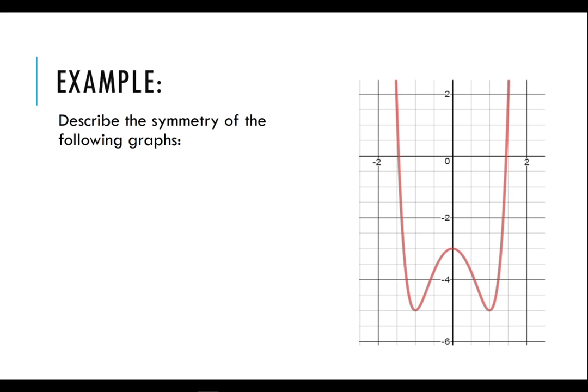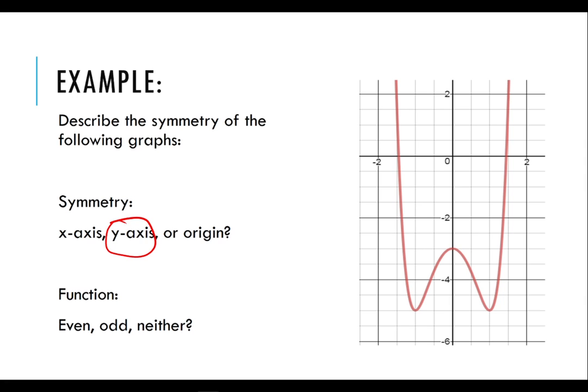Then we see this one. We ask ourselves, does it have any symmetry? And the answer is yes, it has y-axis symmetry. So we have y-axis symmetry. Then we need to know, is it a function? And the answer is yes, it will pass the vertical line test, and since it will, we can say that this thing is not only y-axis symmetric, but since it's a function, that also means that it's even.